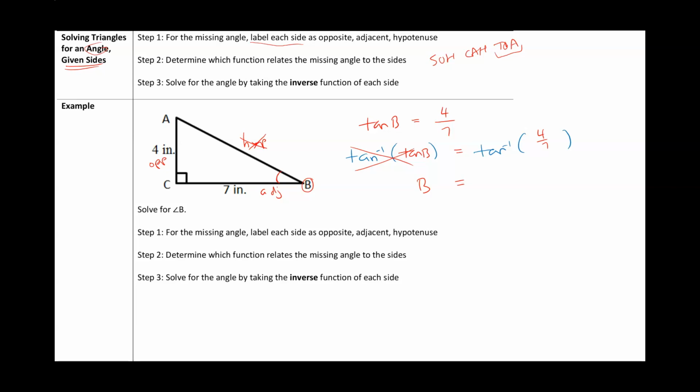Now, in your calculator, put in inverse tangent of 4 over 7. Make sure that you use parentheses for 4 over 7. For most fractions, you should be using parentheses. And so if you take the inverse tangent of 4 over 7, this will give you 29.745 degrees.